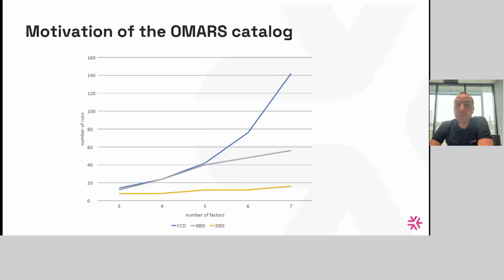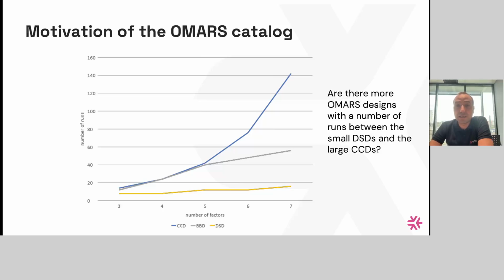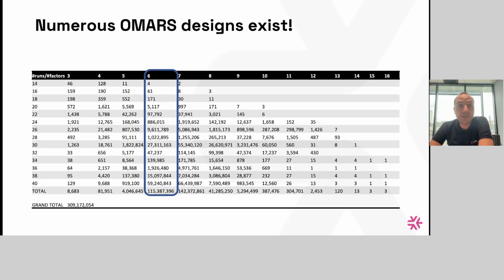The motivation for building a catalog of OMARS designs is to know if there are designs in between. So, if there are designs that have the same properties and a number of tests that lies between the number of tests of the small definitive screening design and the large central composite design, which is this area. And the answer is yes, there are many, many, many designs.